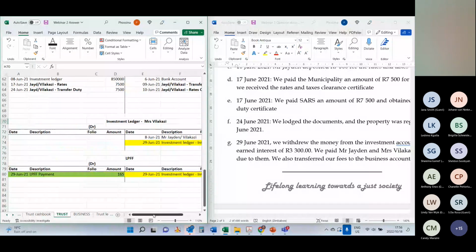So we are closing it by transferring money back into our trust ledger for our clients, Mr. J and Mrs. Vilakazi. We are transferring back. And how much are we transferring back? The total amount, which is the 850 plus the 95%. So that's what we are transferring.